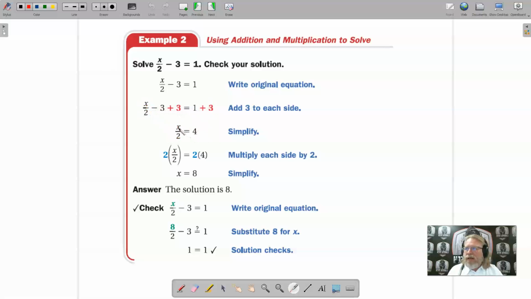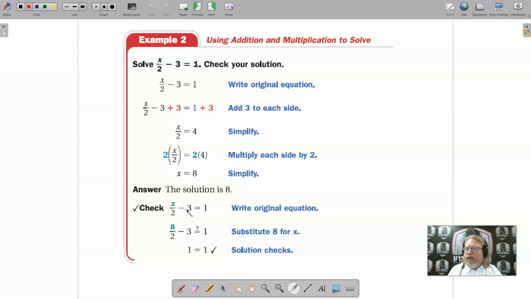Now the x and the 2 are related to each other through division. The opposite operation is multiplication, and we're going to multiply by the very number we wish to get rid of, which is 2. So we see that we're multiplying x over 2 by 2, and what we do to one side, we have to do to the other. The 2's are going to cancel each other out, leaving us with just the x, and 2 times 4 is 8. So we end up with the solution: x equals 8.